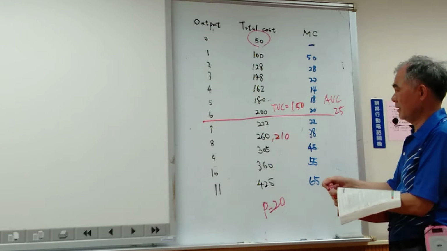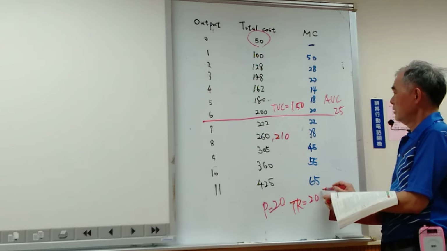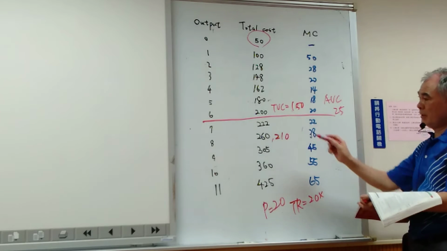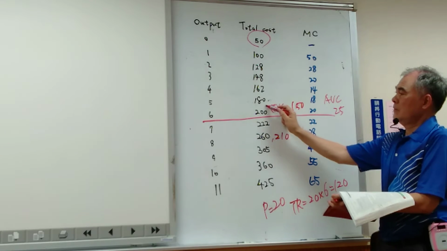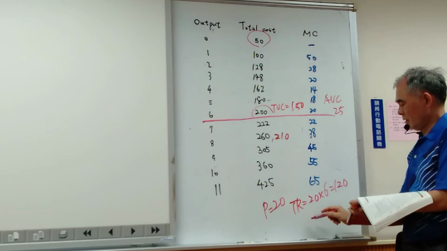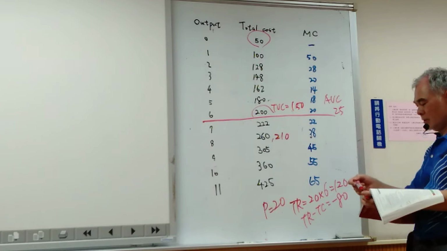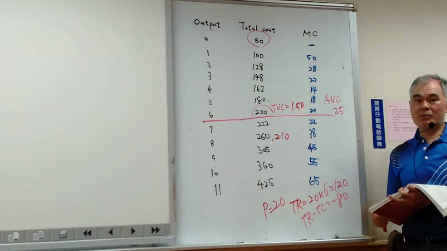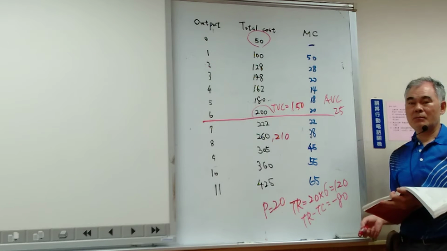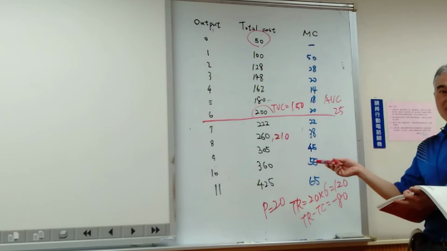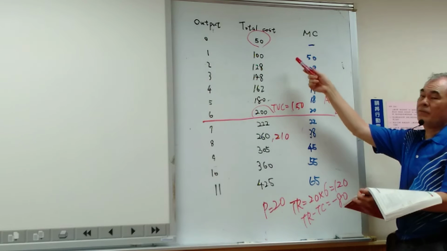So let us see what's going on. Total revenue is equal to 20 multiplied by 6. So that's 120, and the total cost is 200. So TR minus TC is equal to negative 80. What will be your decision this time? Excuse me? Exit the market, right? Because your loss is more than the fixed cost.